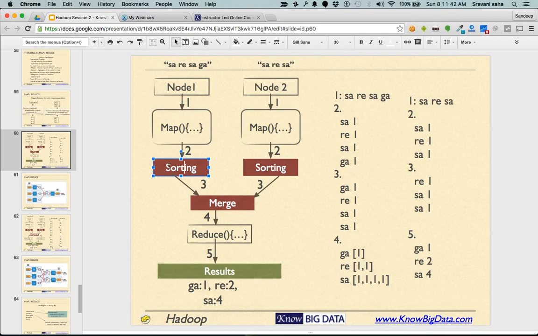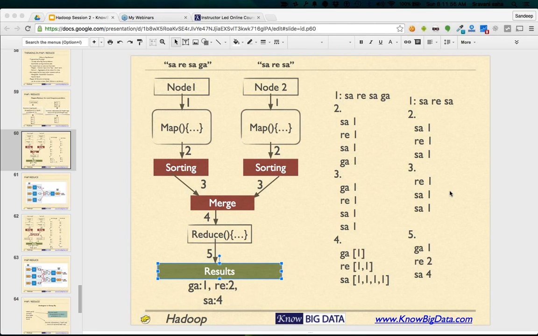Now, once map has prepared the key values, those key values are going to get sorted here and then merged, and then the output is going to be passed through the reduce function, and once it has been done, the results are going to be stored in HDFS. All right.